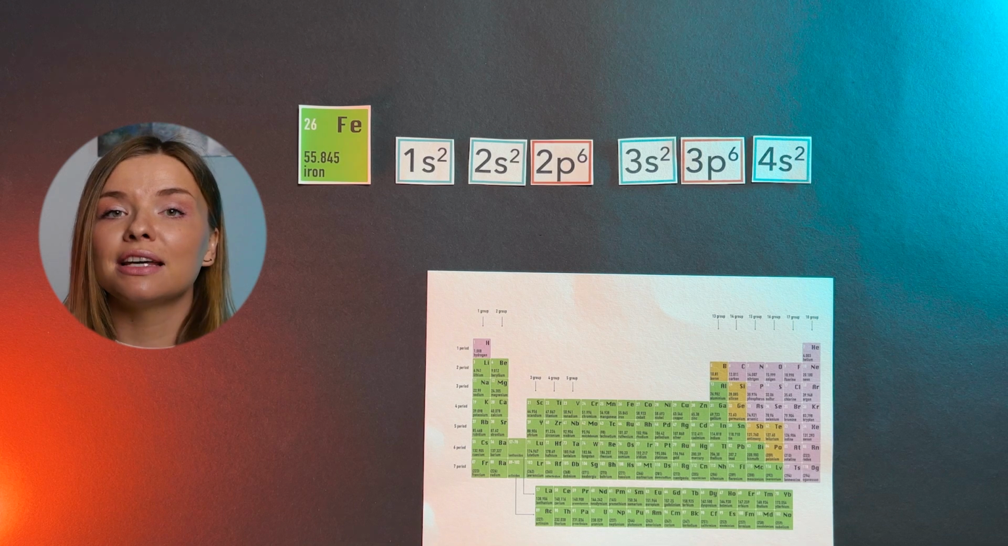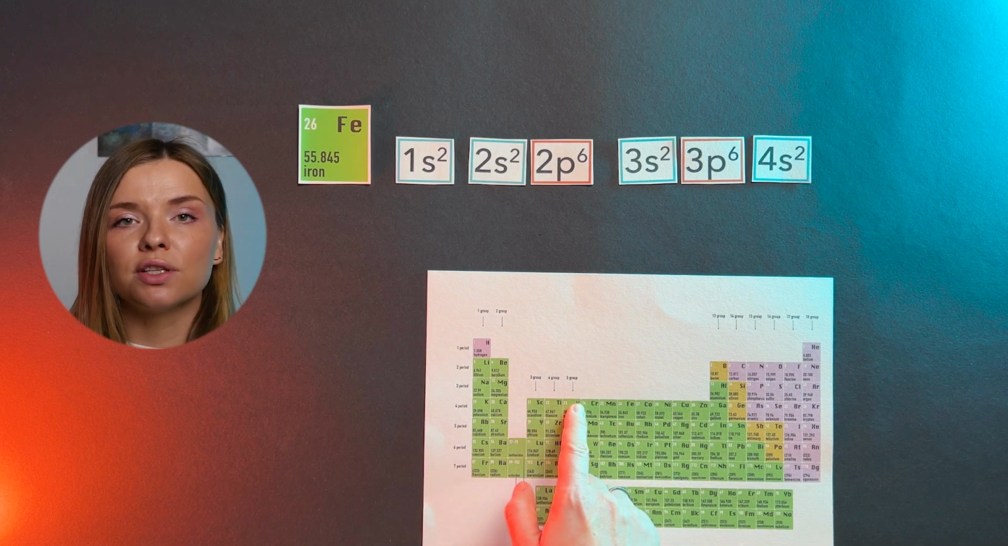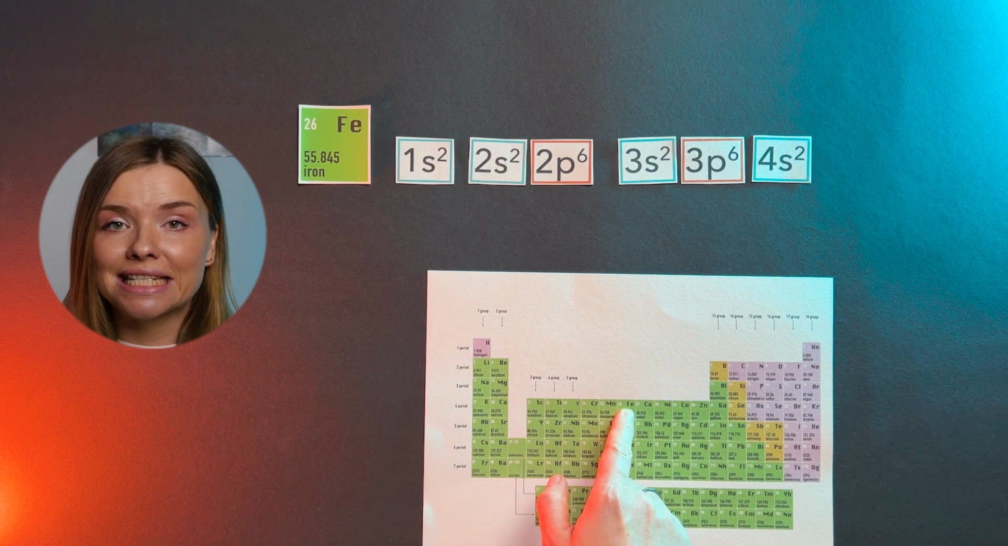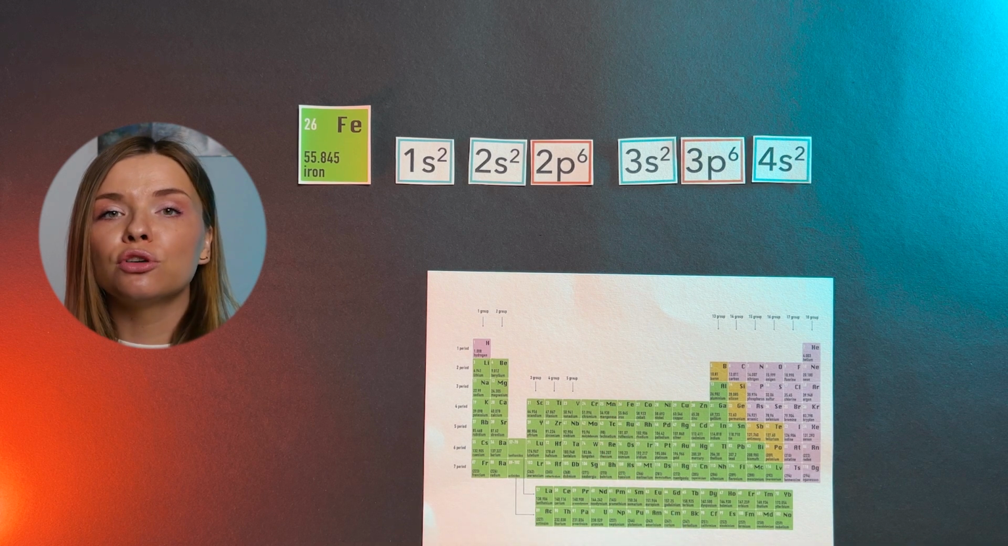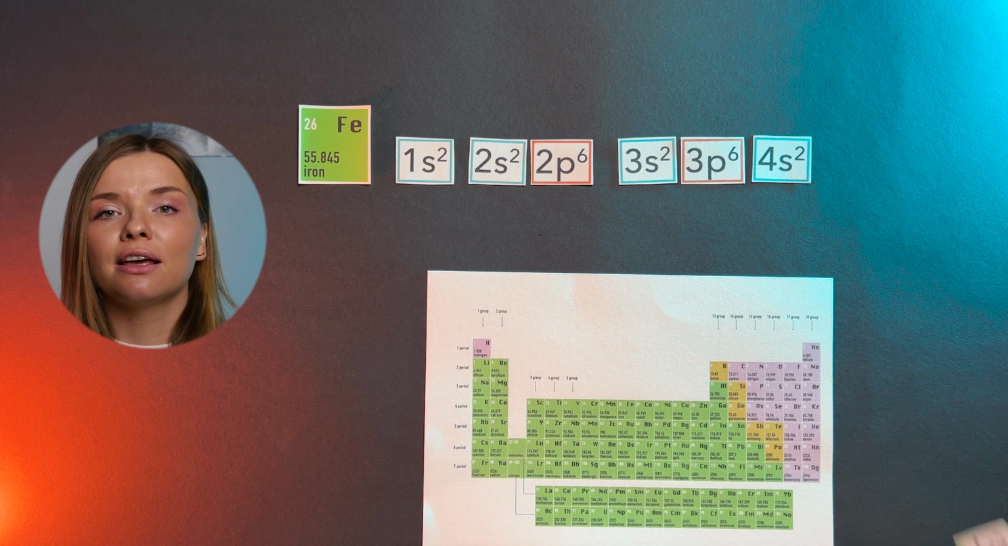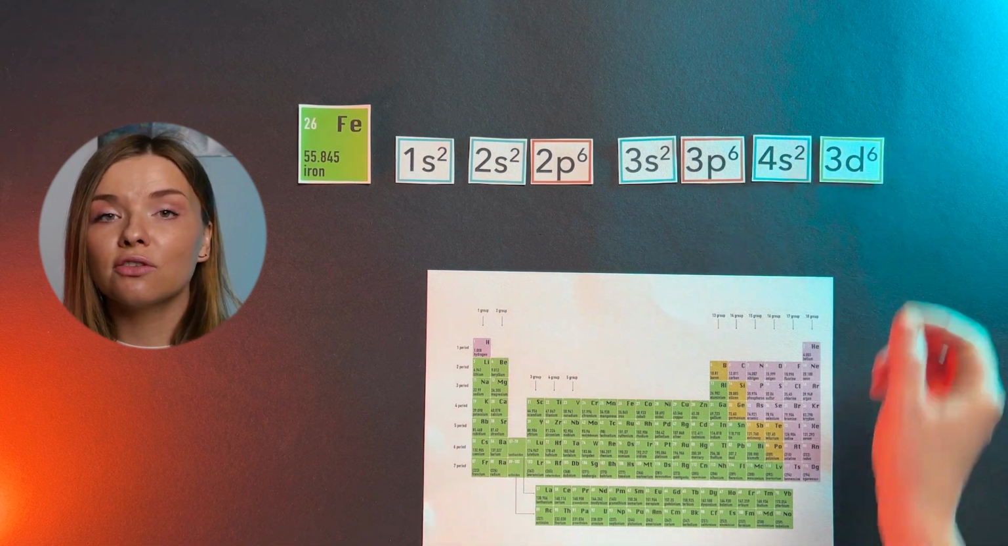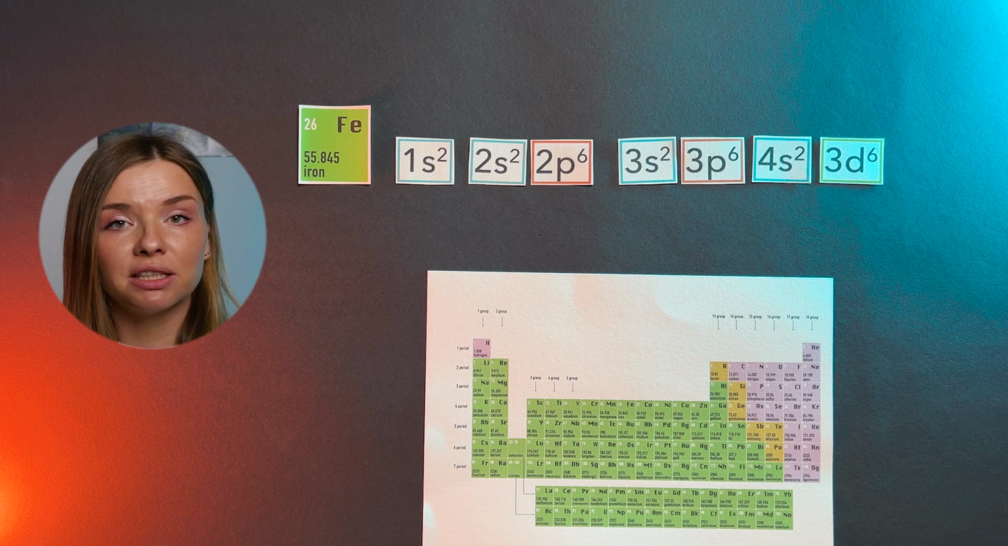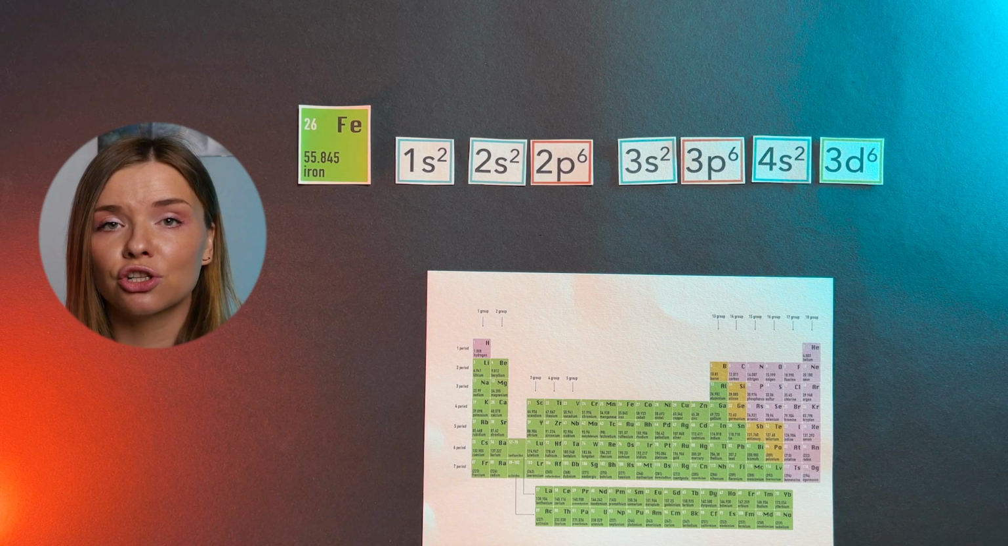After them come the d elements, including iron with 6 d electrons. Here it's important to remember that d elements fill the penultimate electron shell. So we add 3d6, but not 4d6. And that's it, we have the electron configuration of iron.